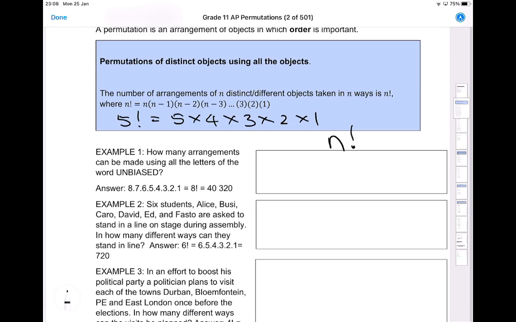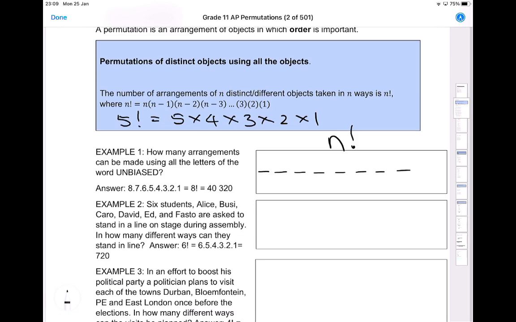First of all, please take note. There are 8 letters there. If you count, we have 8 letters in the word unbiased. And so we need to use all the letters, which means we are forming words that have 8 letters. So you can think like this: 1, 2, 3, 4, 5, 6, 7, 8.